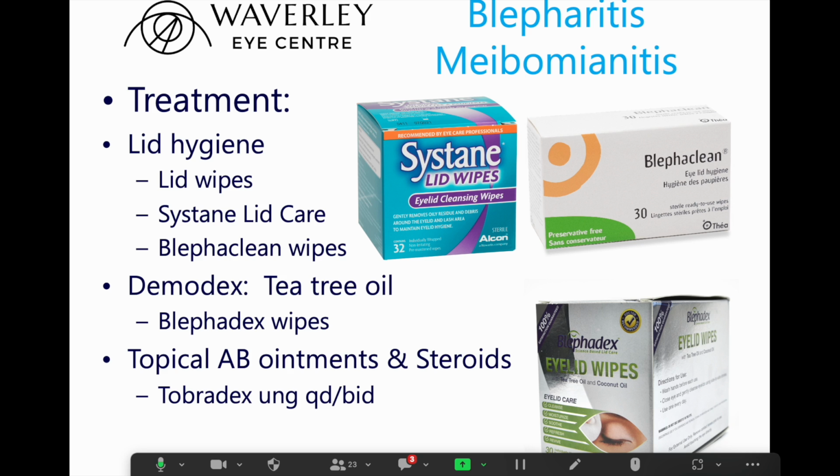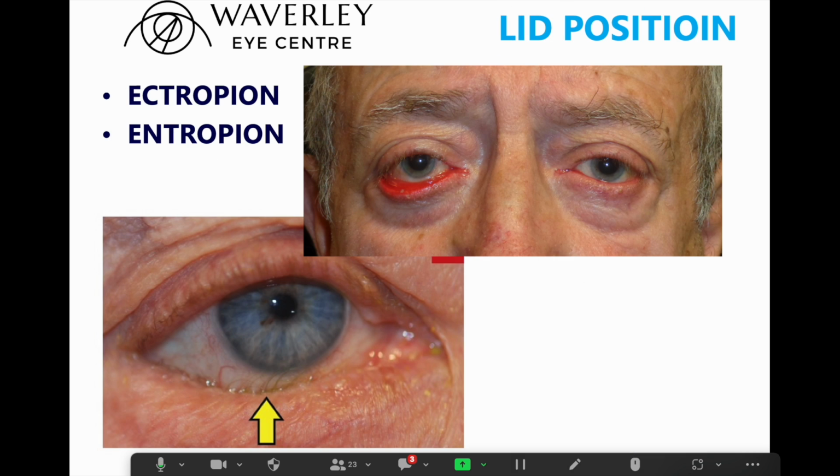I think you had a point about tea tree oil. Oh, don't tell your patients to use tea tree oil, because if they put any of it in their eye, they're going to get a lot of pain and a severe red eye. Yeah, the ones that they're using for their skin are too concentrated for the eyes.